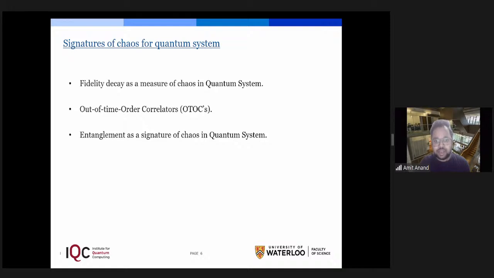The other signature is OTOC correlators. Again, it's a very good signature, and it is being used in many different models nowadays. The third one is the entanglement. That is a signature of chaos, and this is what I will discuss in this work.